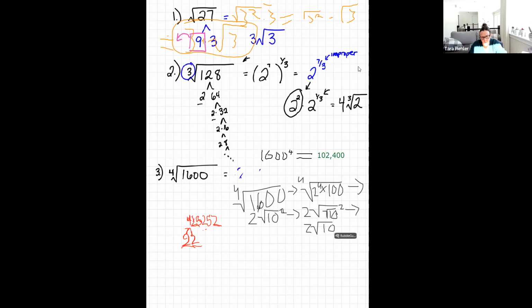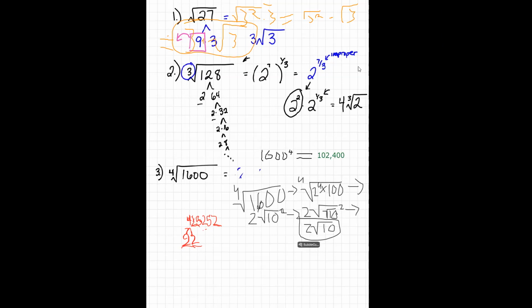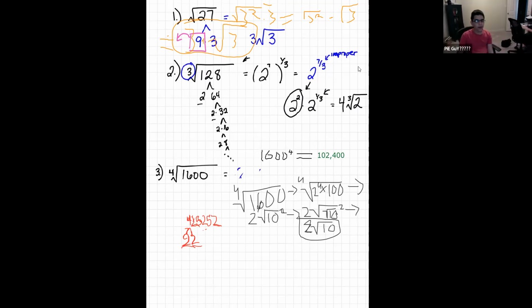Wow, that's pretty cool. I think my conclusion is that 1600 to the 4th power is 102,400. I think. Okay, so this would be the root, so it'd be 1/4 power. So 1600 to the 1/4 power.